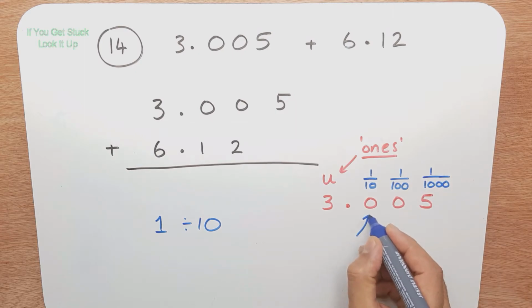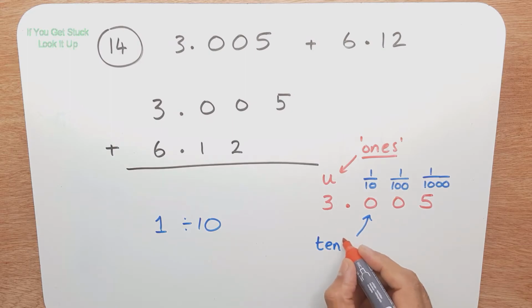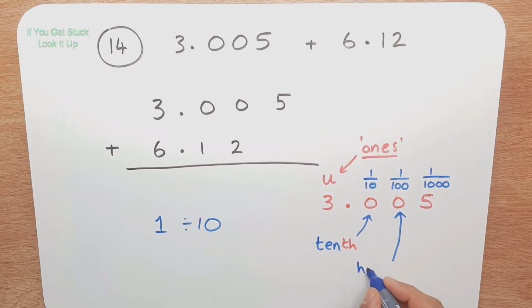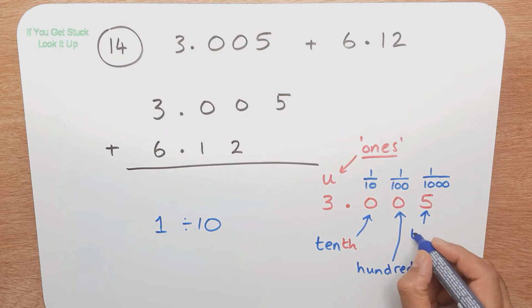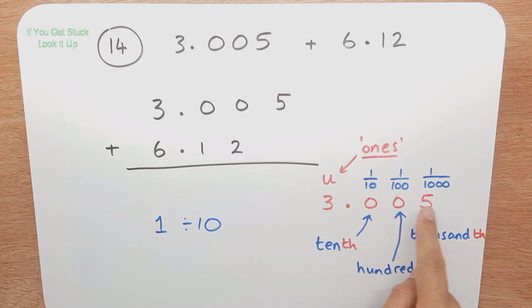So let me write this down. It's the tenths column. This here is the hundredths column. And finally, this here is the thousandth. So tenths, hundredths, thousandths. And that is the units or the ones column.